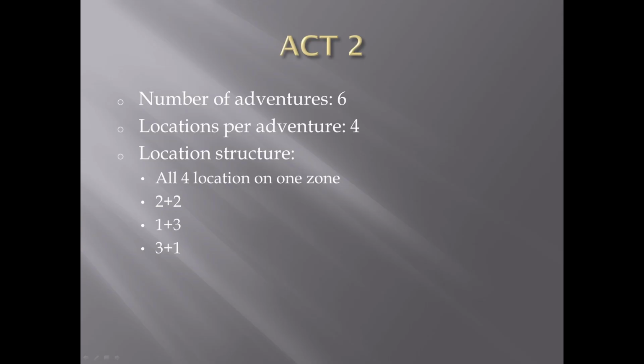In Act 2. In Act 3, the number of adventures is still 6, but now we have 5 locations per adventure. And now, similar to Act 2, we can use all 5 locations in one zone. We can use 2 plus 3, 3 plus 2, or 2 plus 2 plus 1, when we decide where we will place our locations.